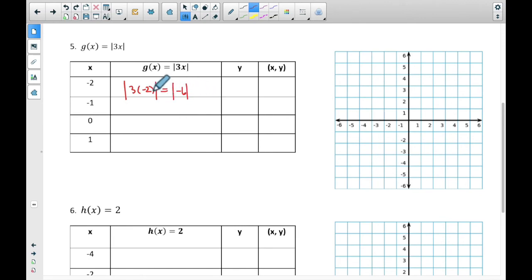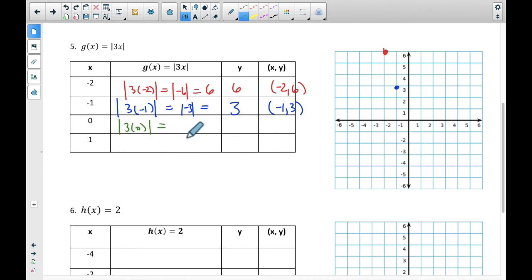So I plug in that -2. 3 times -2 is -6, but absolute value is always a positive answer. So my y is actually 6. So -2, 6 is my point. Negative 2 and up 6. I'm going to keep going here. 3 times negative 1. Absolute value is always a positive answer. So negative 1, 3 is here.